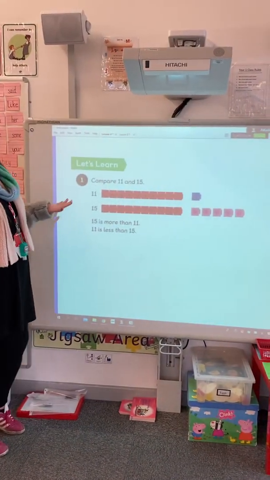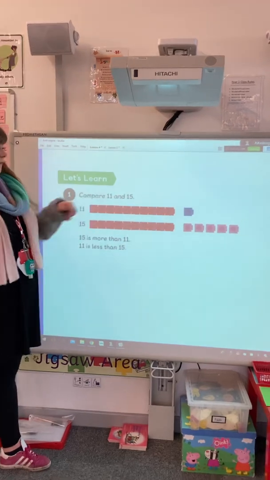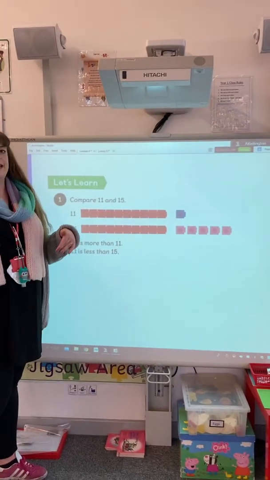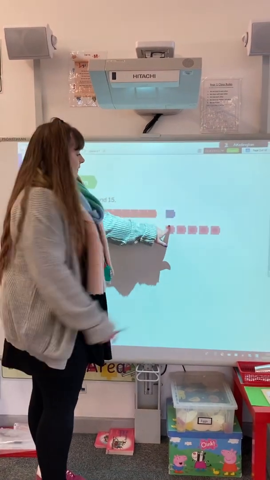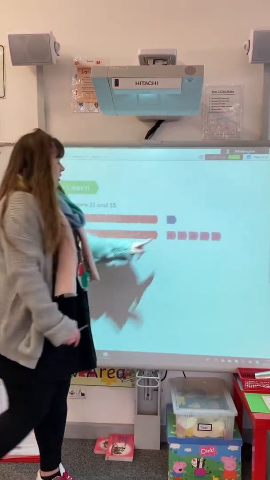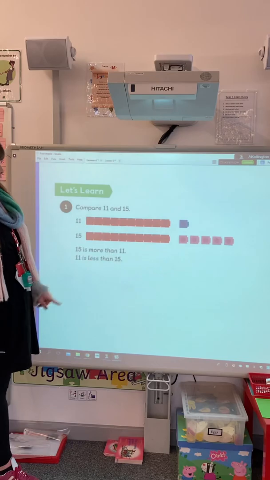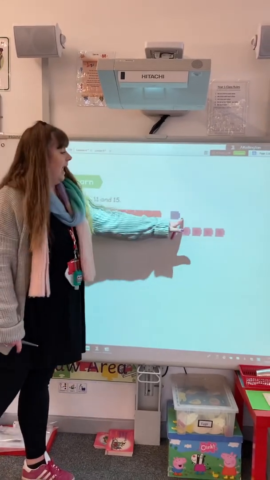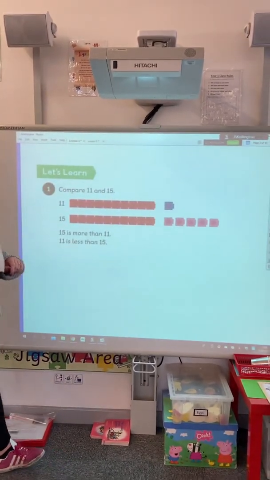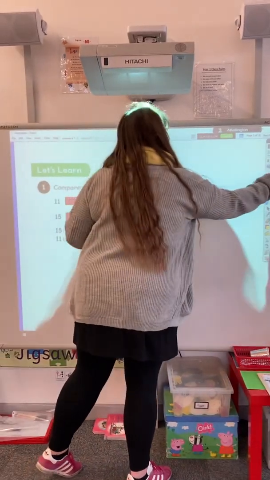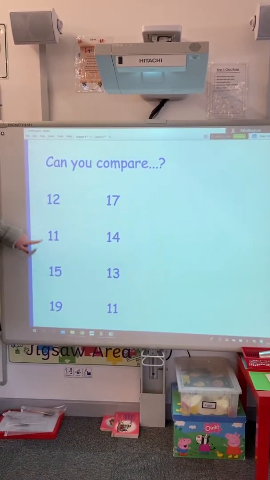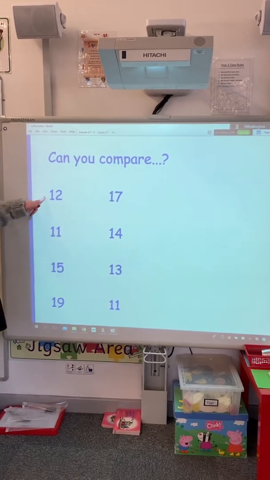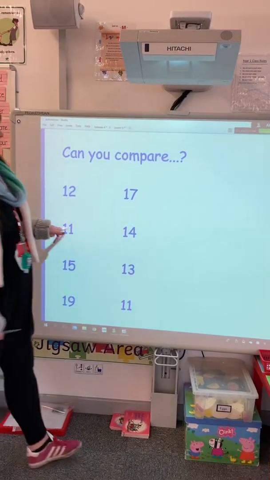So it shows you how to compare numbers. So we've got 11 and 15 here. We did do this on Friday, so it is a bit of a recap. But we can see that 15 is more than 11, and 11 is less than 15, okay? So once you've had a read of that, you can pause the video and have a go at comparing these numbers. See if you can work out which is more and which is less.